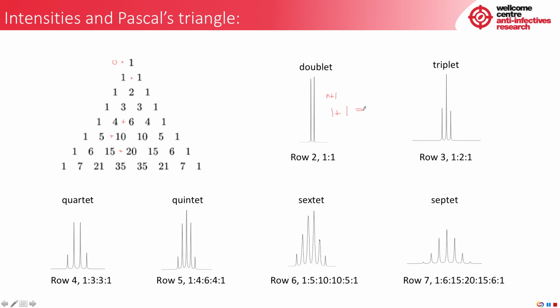Two lines, row 2, you can see a 1-to-1 ratio. You can instead actually just look directly at the number of lines. So a triplet is row 3, and you can see 1, 2, 1. And this continues all the way down. A quintet is row 5: 1, 4, 6, 4, 1, and so on.